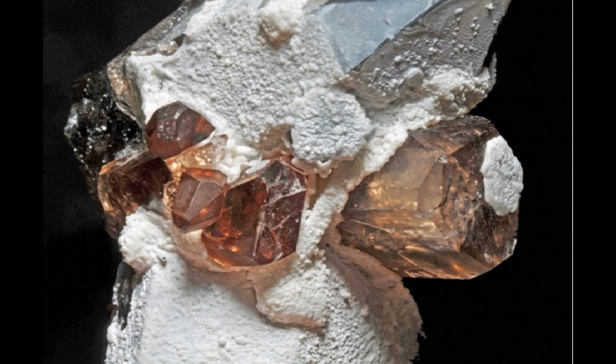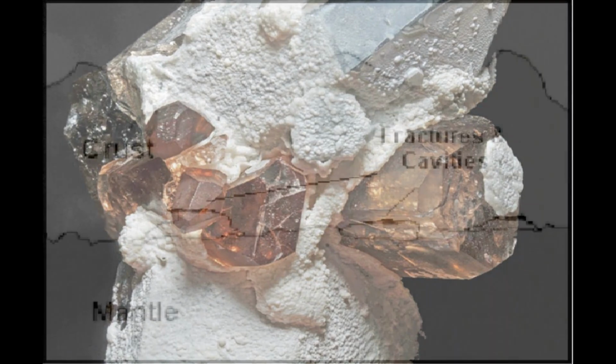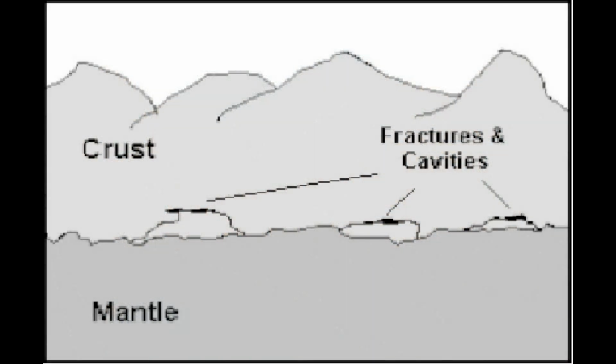The underground environment looks like this, which makes crystallization and gem formation possible. The earth's crust varies from 3 miles, around 4.8 km, thick under the seabed to 25 miles under continents.